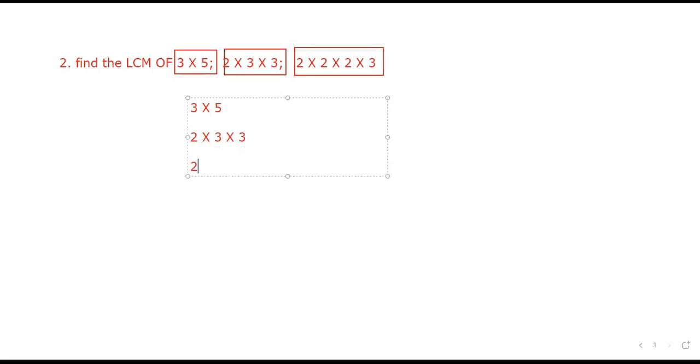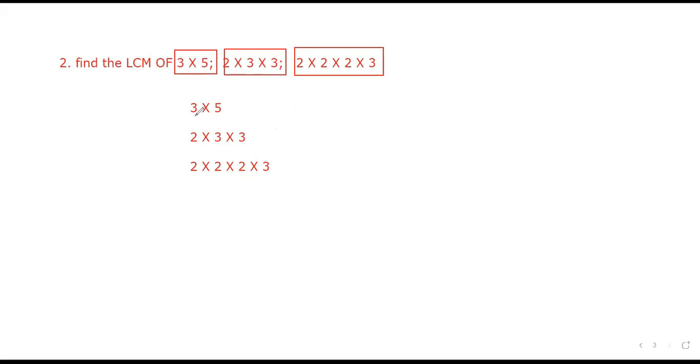And then I have 2 times 2 times 2 times 3. Okay, so we have something like this one now. So what am I going to do when you're looking for the LCM of these numbers? The first thing you should do is write down the possible numbers that we see here.